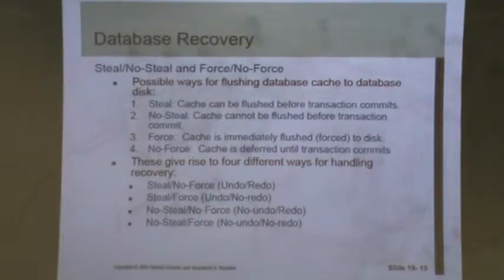So we can consider the different combinations: steal, no steal, versus force, no force. Which means we can have steal and no force, and steal and force. For example, steal and no force. Steal means it can be applied to the hard disk drive even before commit. So that may cause the problem of non-committed changes. So we need to undo. So that is the reason it's called undo.